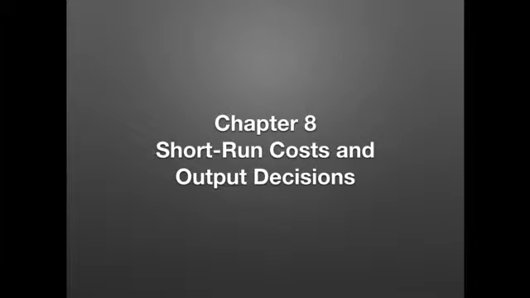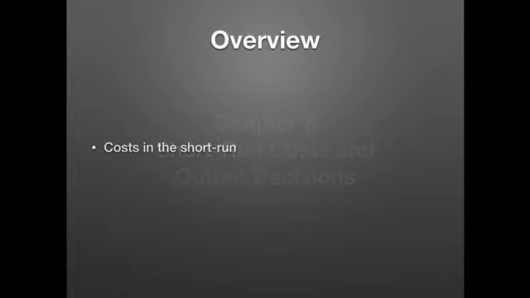From there, we shift to Chapter 8, which deals with short-run costs and output decisions. So in the short run, there's quite a bit of information about costs. Make sure you're comfortable with all of them.